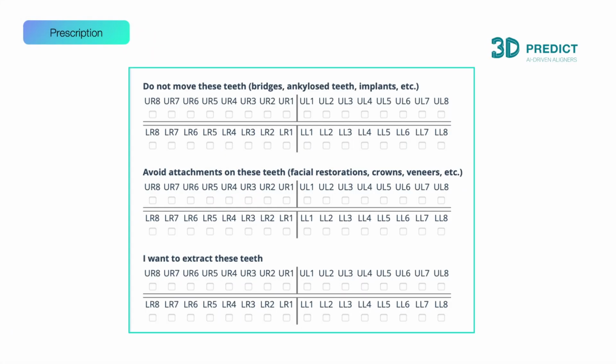Do not forget to indicate teeth that are included in bridges or ankylosis, as well as implants, since we can't move them. Also, please avoid placing attachments on crowns, veneers, and facial restorations, since they can be dislodged or get damaged during treatment. As you can imagine, this may aggravate the patient and extend the treatment time. Finally, please mark all teeth that will be extracted prior to starting aligner treatment, so we don't incorporate them into the treatment plan.